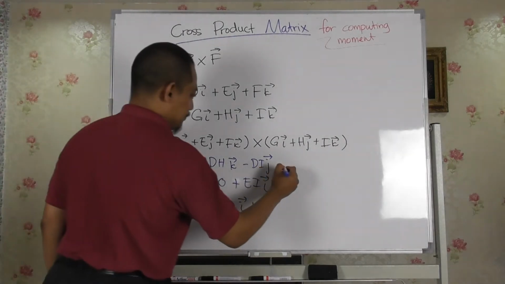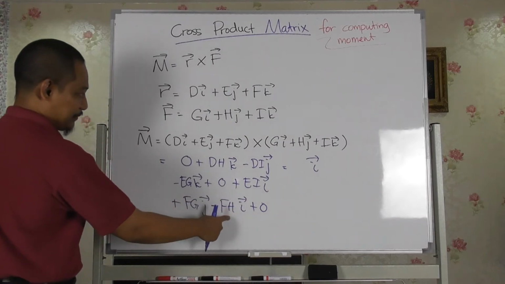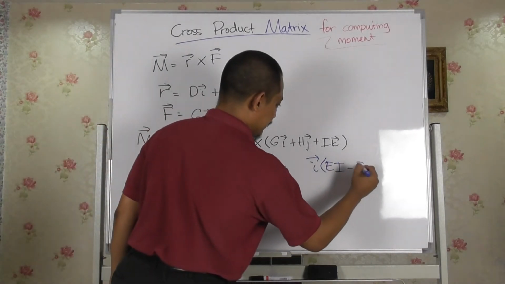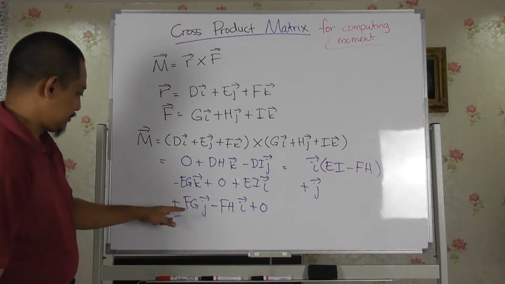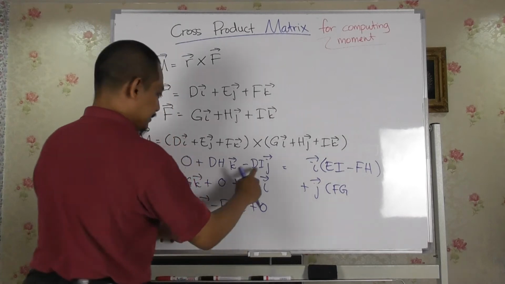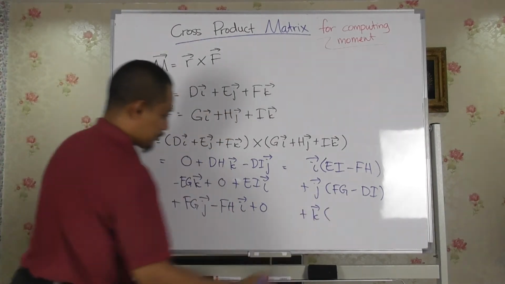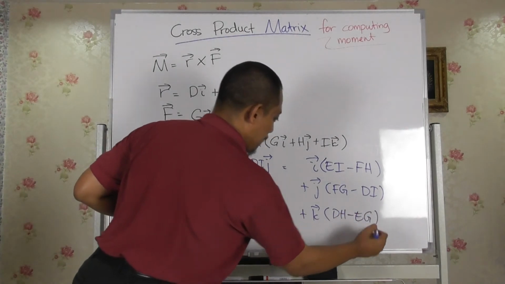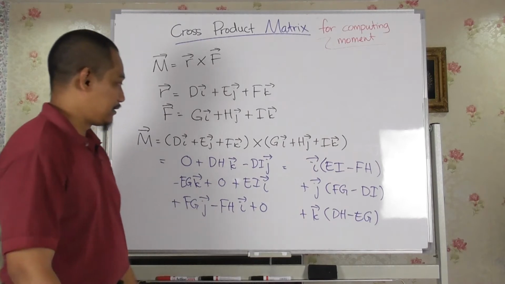If we arrange this to get i here, this one is i, this one is i, so you'll have ei minus fh. Then we gather the j, it's this one and this one. This is positive, so I take this one, fg minus di. And then for k, this one dh minus eg. So we will have the expression from just this cross with this.